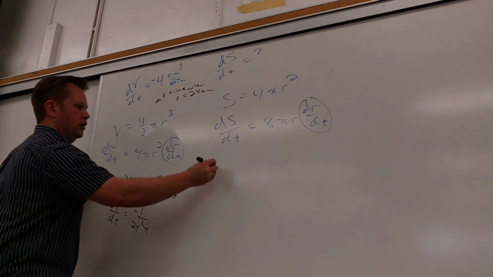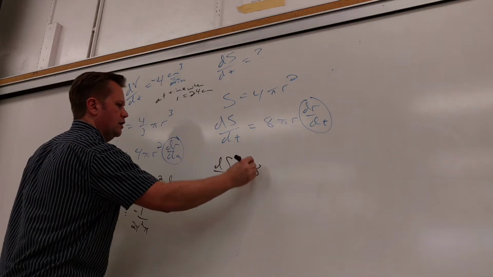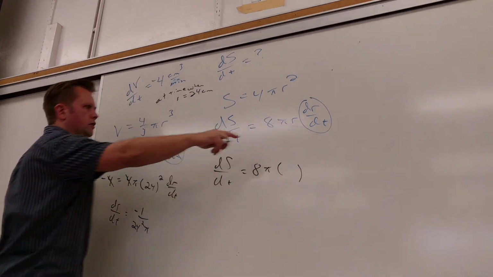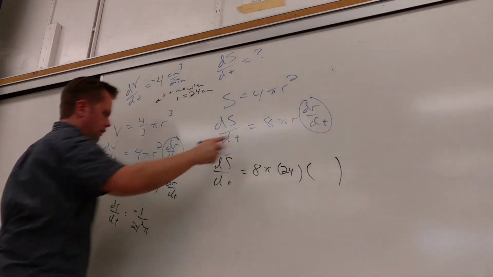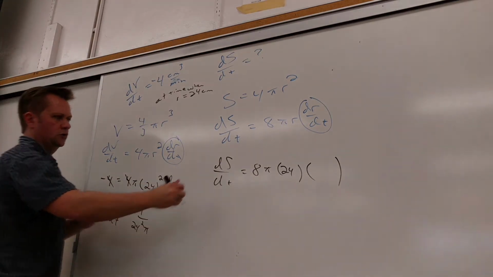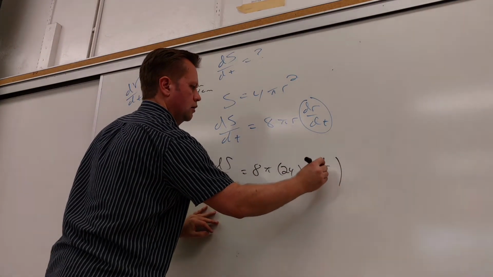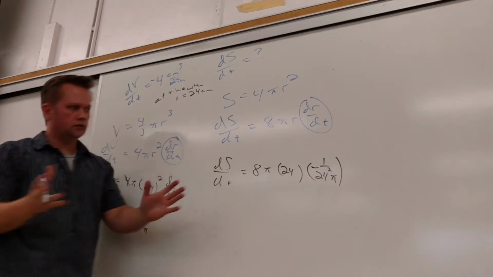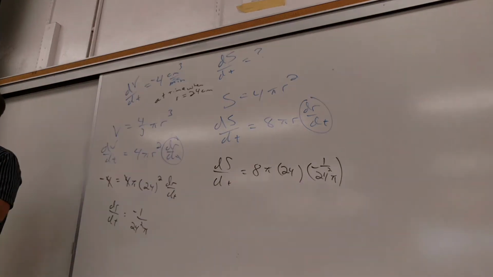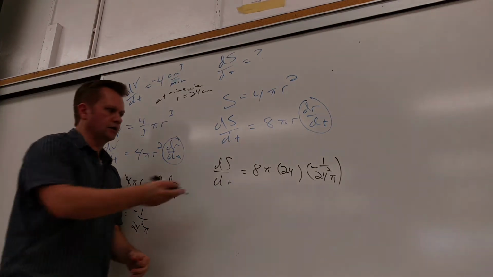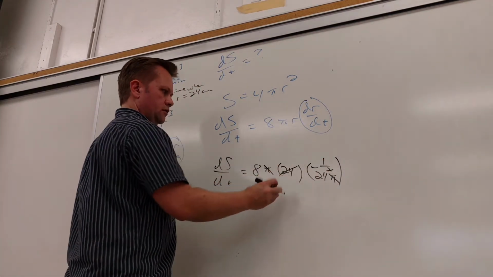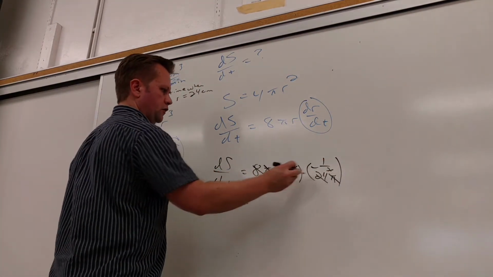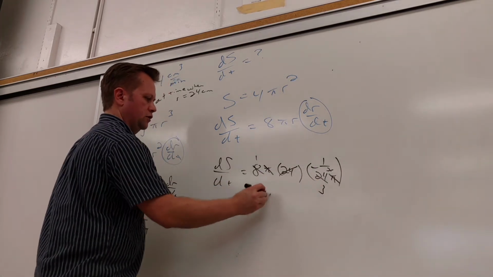But look what's going to happen immediately. dS/dt equals 8 pi r. R is 24 at this moment. dr/dt is -1 over 24 squared pi. So see what happens: the 24 and pi cancel, one of the 24s cancels, and 8 goes into 24 three times. So I do get -1/3.